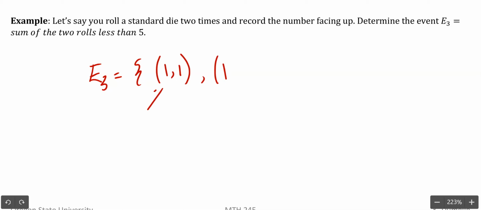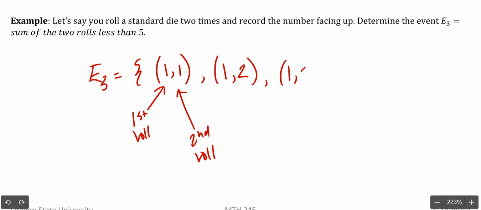Your first roll, so this indicates first roll, and this indicates second roll. If your first roll stays a 1, but then your second roll becomes a 2, that sums up to 3, so that's still less than 5. What if we had a 1 and then a 3? That's 4, so that's still less than 5. But that's all that we can do with a 1 as the first roll.